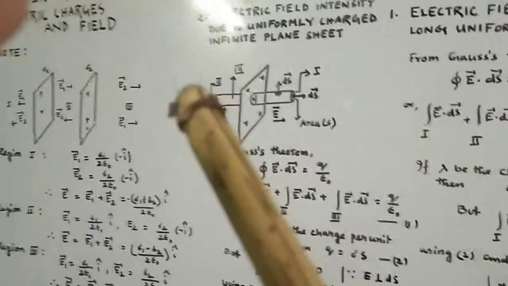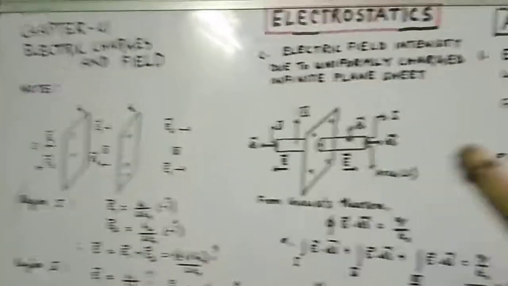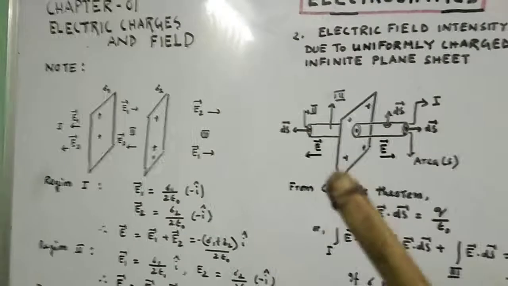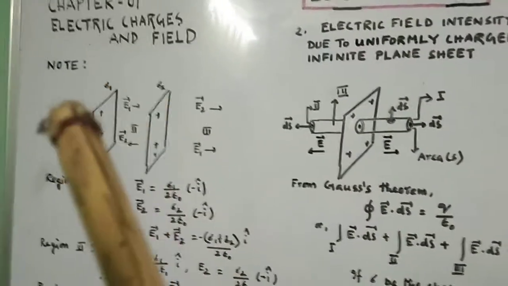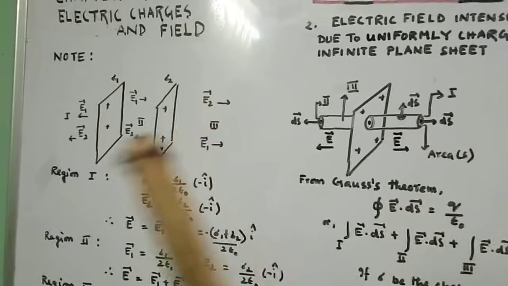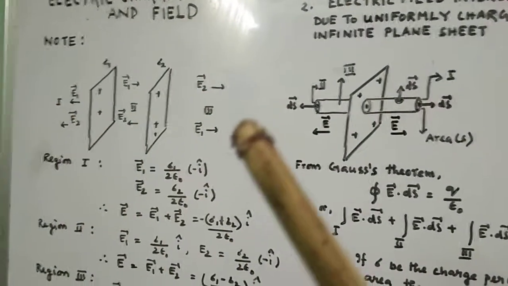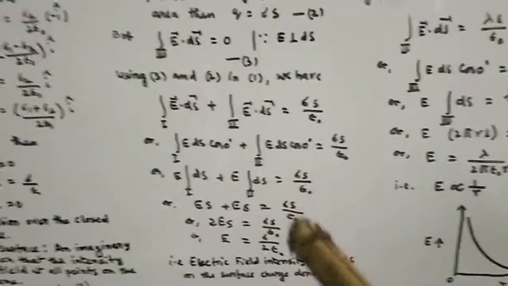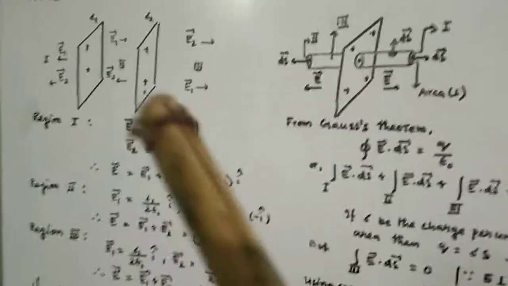So this is the second application. Now this part you see, we have just used this part here under the note. Instead of taking one sheet, we have taken two sheets, and the charge densities are sigma 1 and sigma 2. So we have split the region into 1, 2 and 3. Now we are going to use this expression which we defined for a single sheet, that is sigma by 2 epsilon naught.